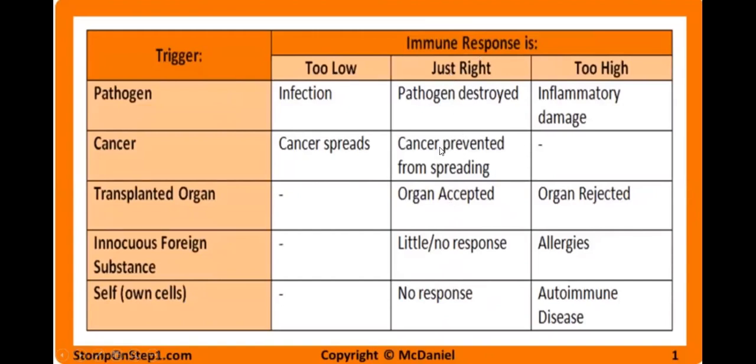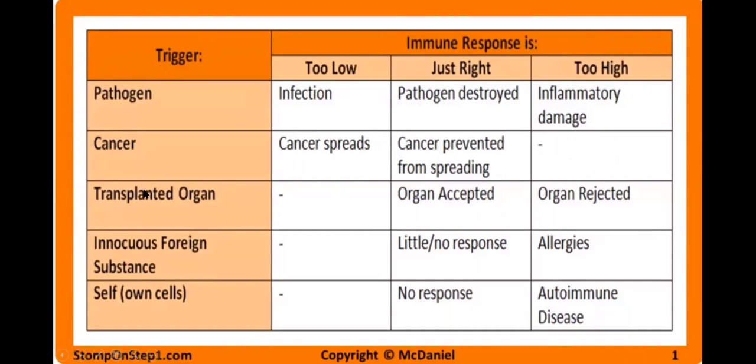Working properly, cancer spreading like metastasis stops. But these two scenarios are either working or not working. In the third category, it's working very hyperactively, or overactive. What happens in this scenario? When the immune response is too high, given the trigger, maybe a pathogen, inflammatory damage can come. In cancer, not much has been observed here.